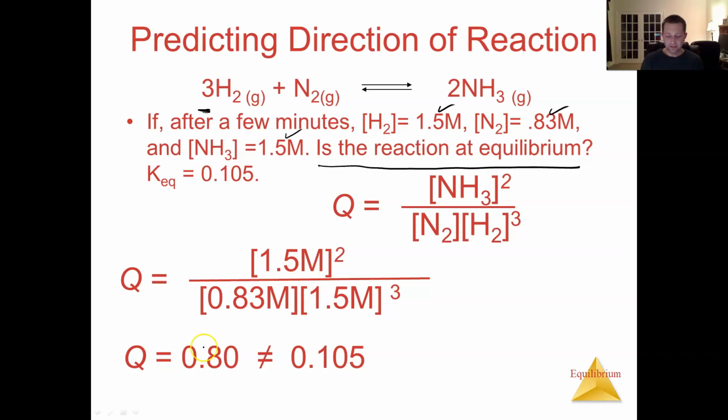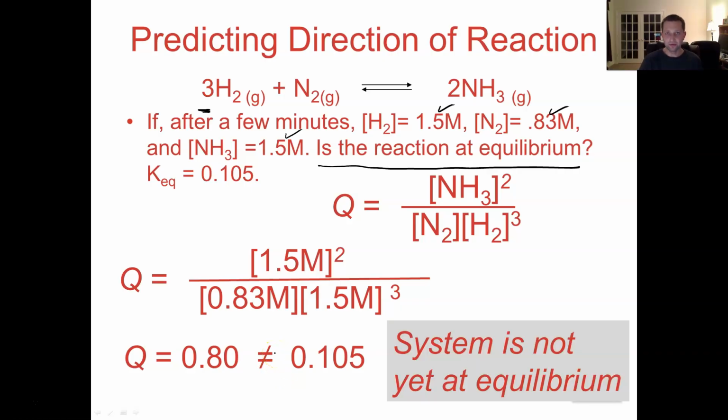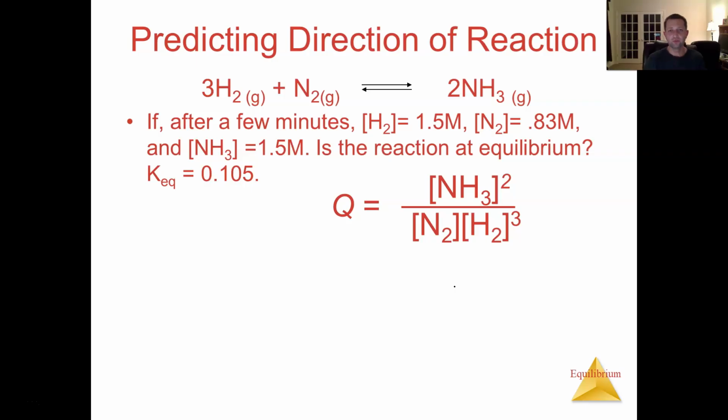If you actually calculate it out, you'll get Q is equal to 0.80. That is not the same as your KEQ value. So since Q and KEQ are not equal, we know we are not yet at equilibrium. To figure out which way our reaction needs to proceed to reach equilibrium, we have to compare our Q value to our Kc or KEQ value.